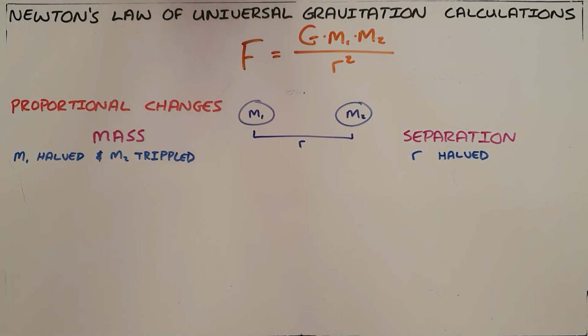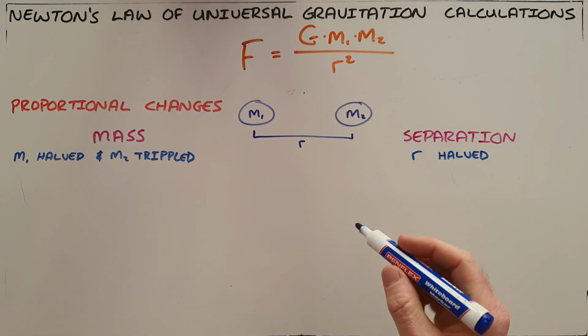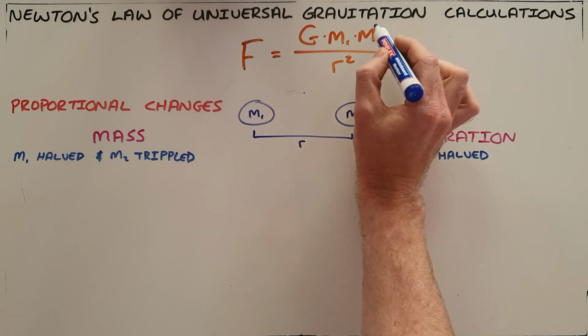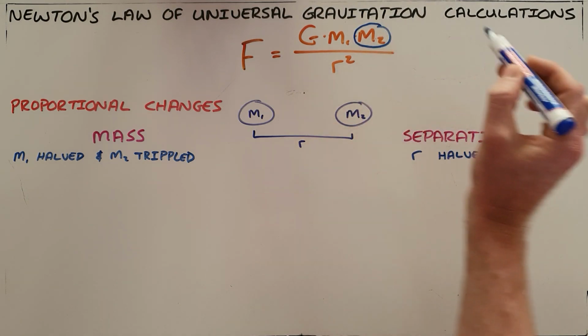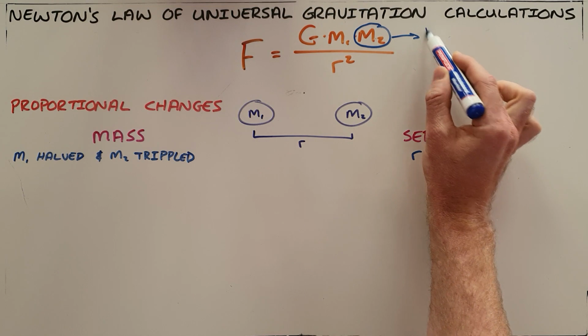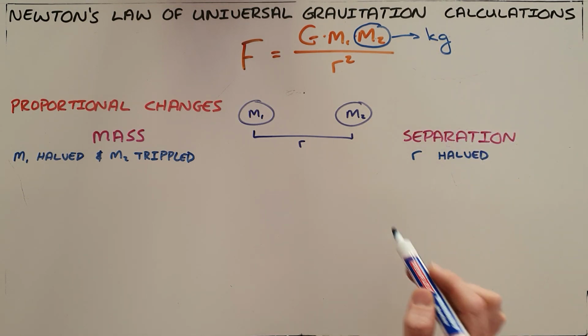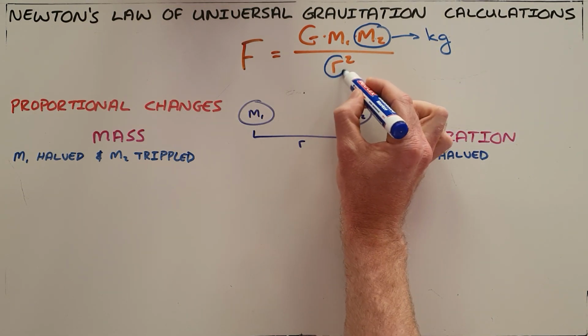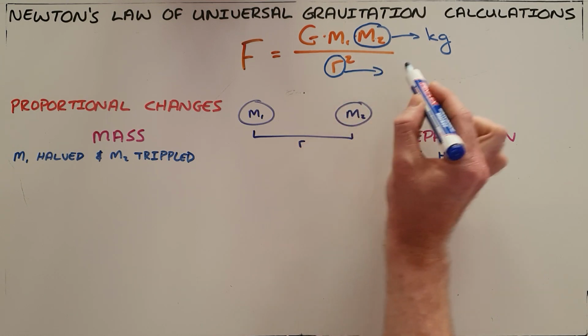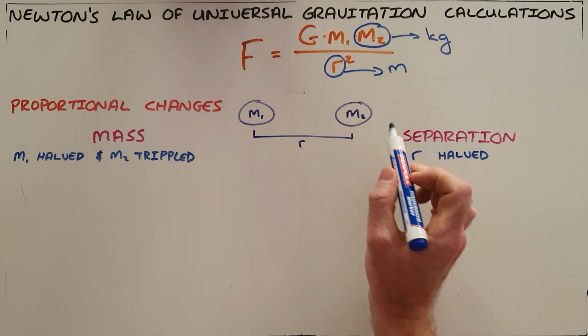Newton's law of universal gravitation calculations usually come in two forms. The simplest is where you are given the mass of two objects and the distance between their centers and asked to calculate the force that exists between them. Obviously, when doing those calculations, it's important to remember that in physics, masses must always be converted into kilograms, and the distance between their centers must always be measured in meters.